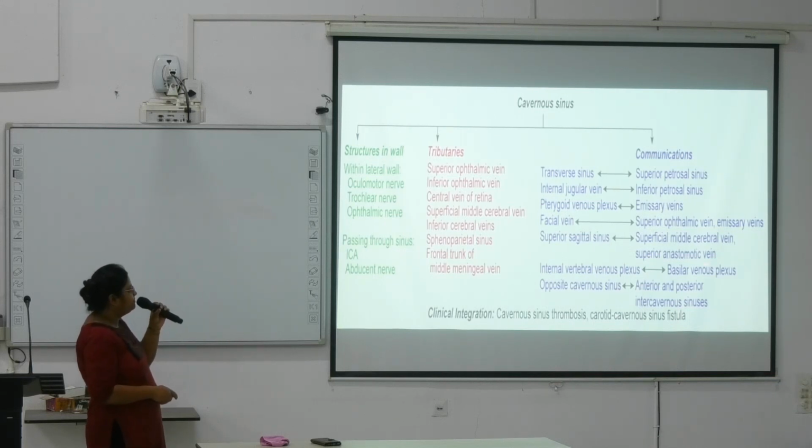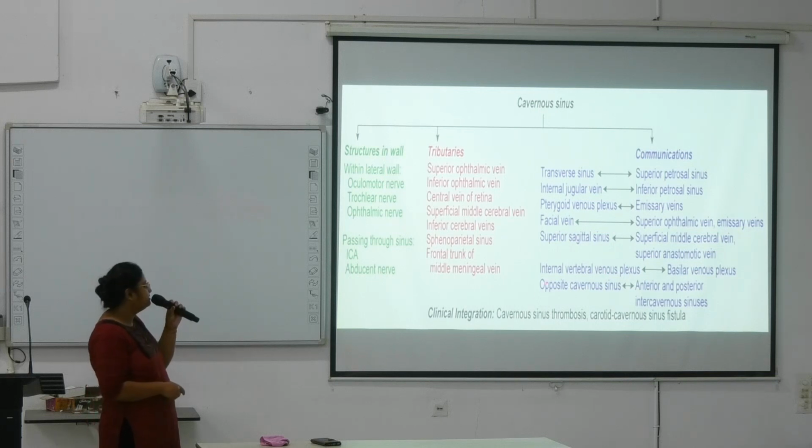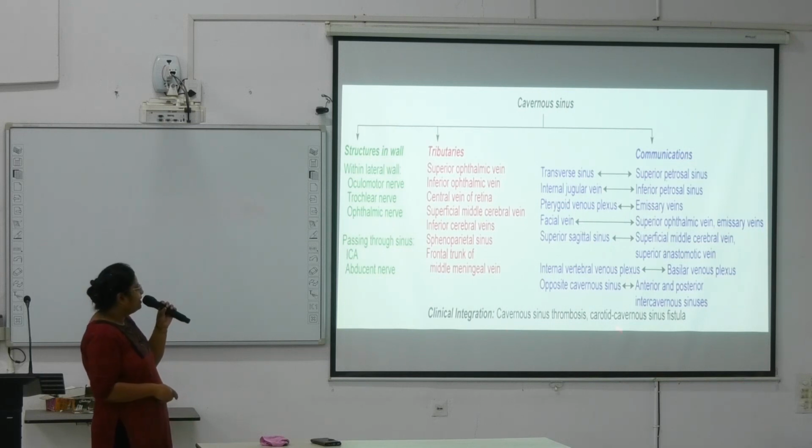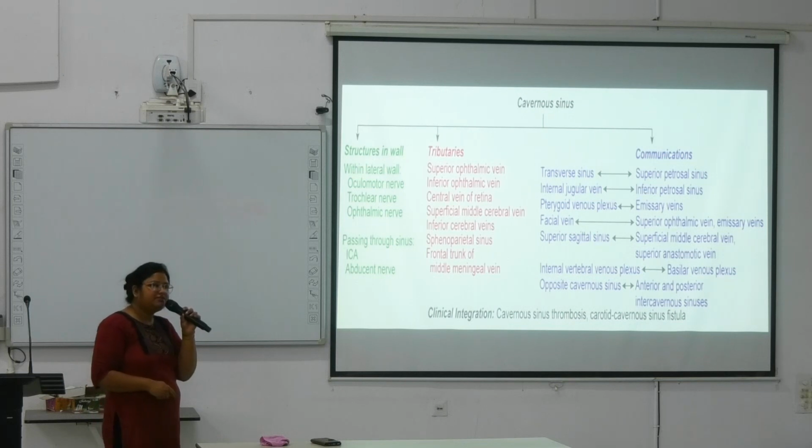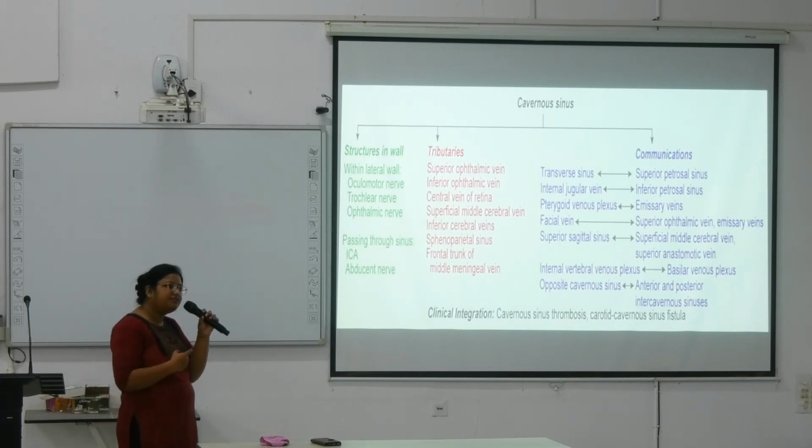Internal vertebral venous plexus via basilar venous plexus, opposite cavernous sinus via anterior and posterior intercavernous sinuses. And these are the two clinical aspects: cavernous sinus thrombosis and carotid cavernous sinus fistula. There is an arteriovenous fistula if the communication occurs between the internal carotid artery and the cavernous sinus.